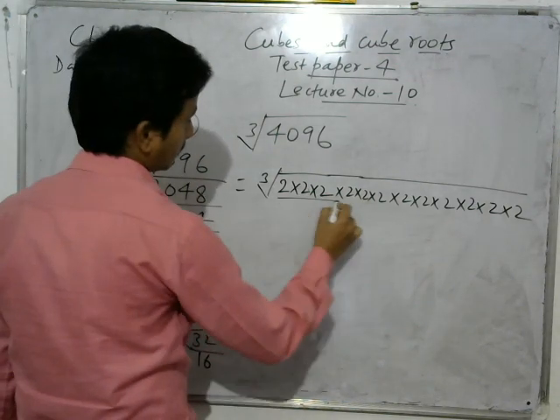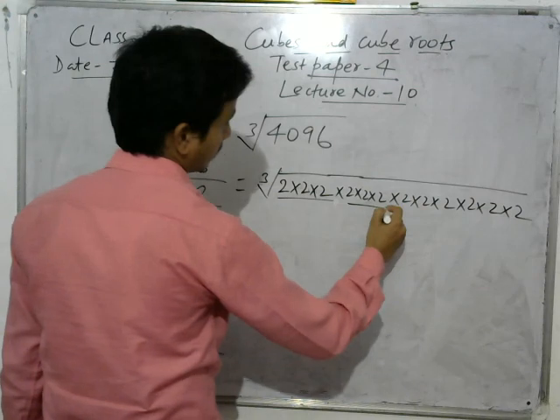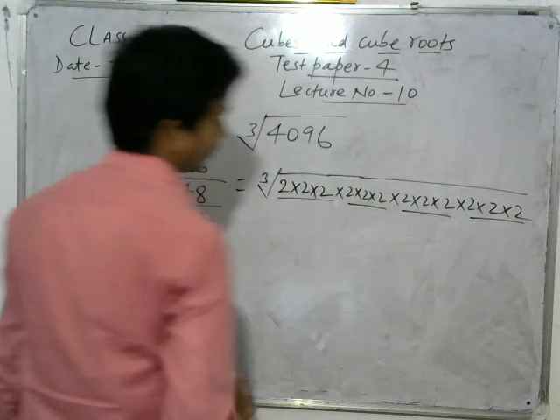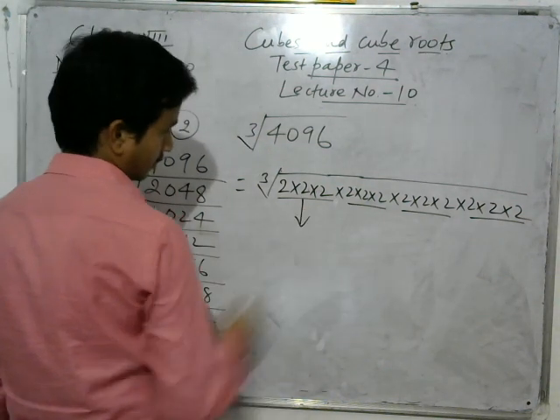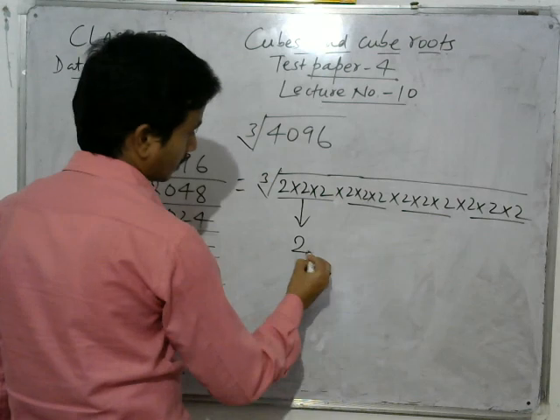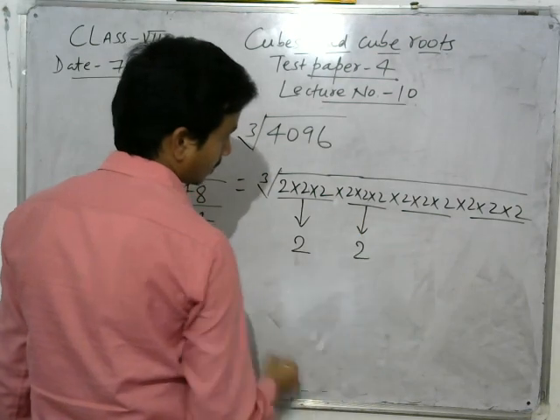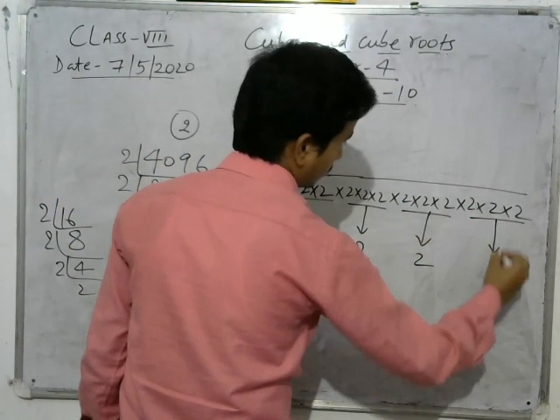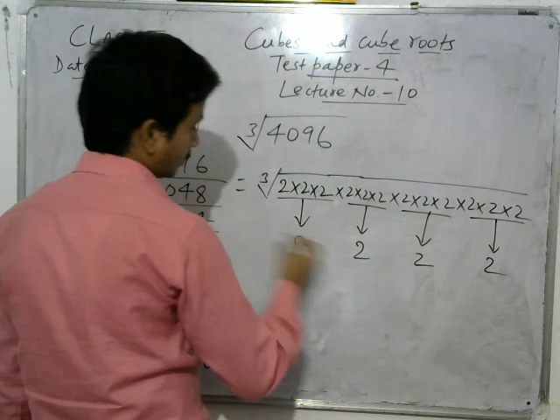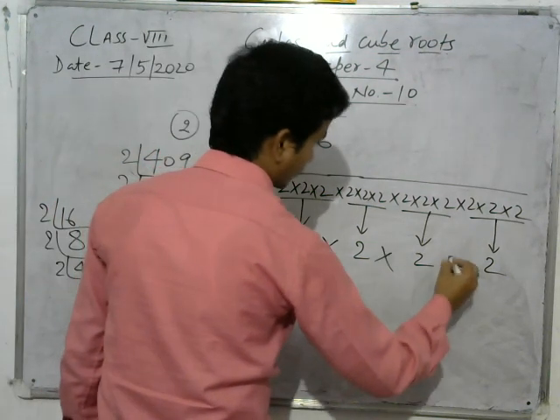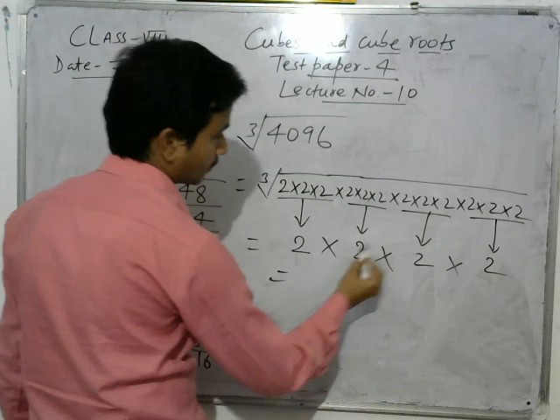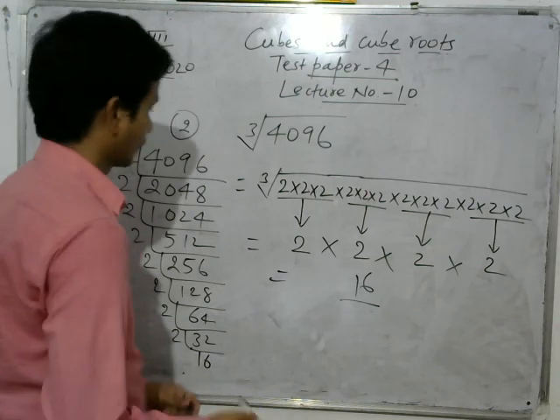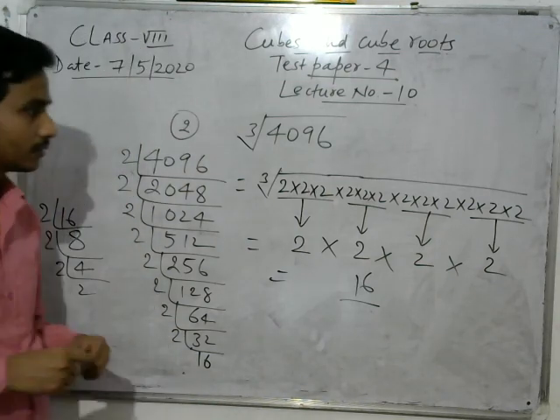Now you have to make the triplets. This is the first triplet, second triplet, third triplet, and fourth triplet. And out of the first triplet, one 2 will come out. Out of this, one 2 will come out. Out of the third triplet, one 2 will come out. Out of these 3 2s, one 2 will come out. Now all these 2s will be multiplied together. Now what is the answer? 2 2s are 4, 4 2s are 8, and 8 2s are 16. 16 will be the answer. Okay? So now let's solve another question.